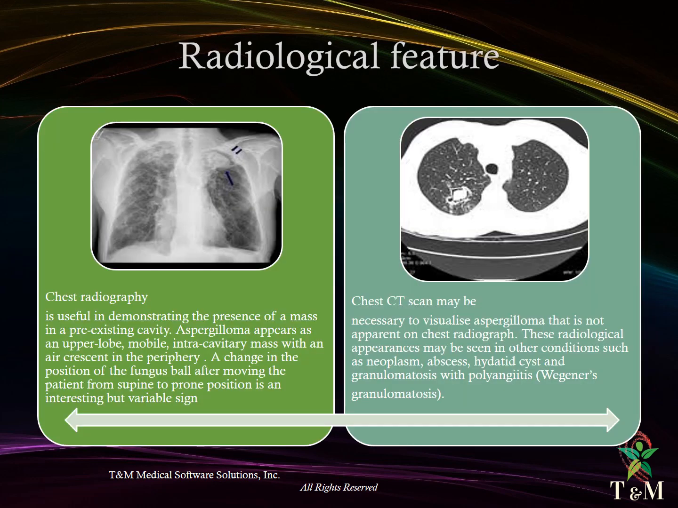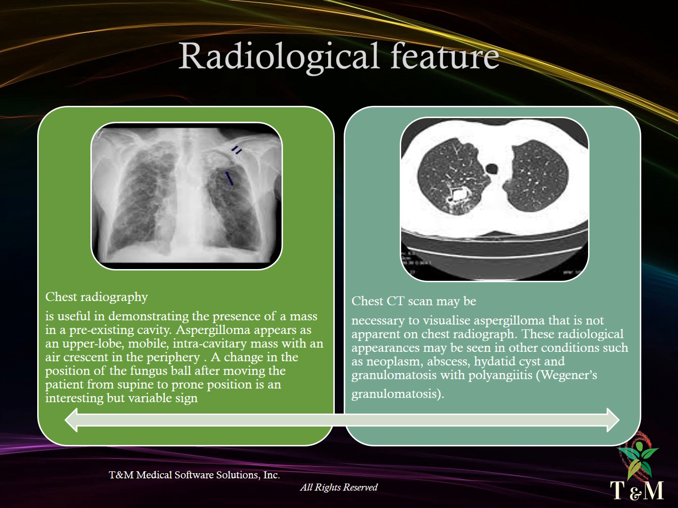Plain chest X-ray is useful in demonstrating the presence of a mass in a pre-existing cavity. Aspergilloma appears as an upper lobe mobile intracavitary mass with an air crescent in the periphery. A change in position of the fungal ball after moving the patient from supine to prone is an interesting but variable sign.